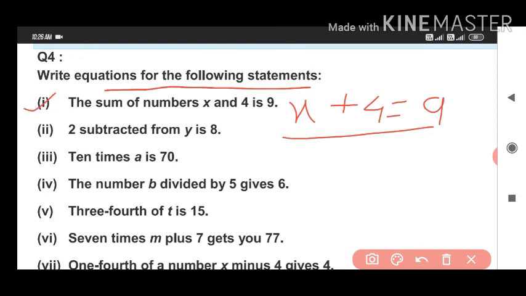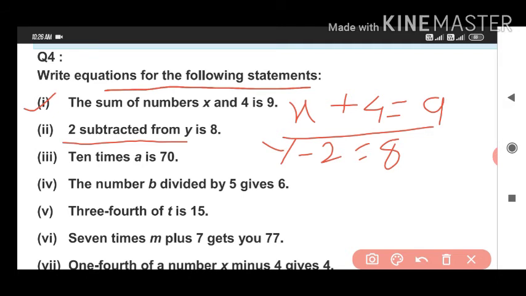Now come to the next one. 2 subtracted from y is 8. 2 subtracted means minus 2. From whom are we subtracting? From y. That means first you will not write 2, first you will write y. From y we are subtracting 2. So y minus 2 is equal to 8. Don't make mistakes.